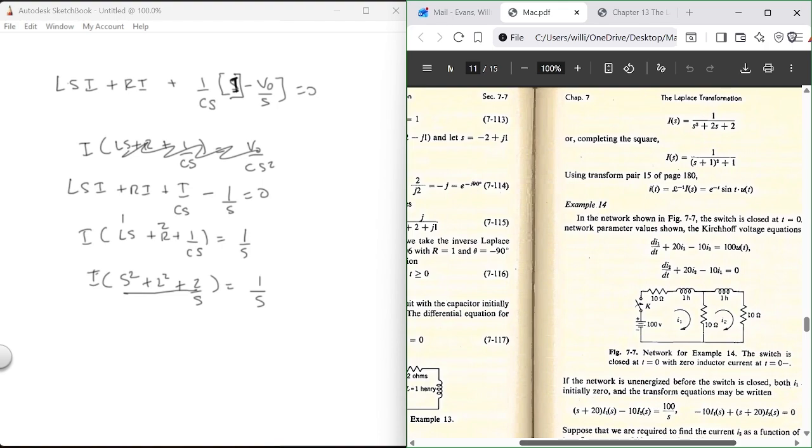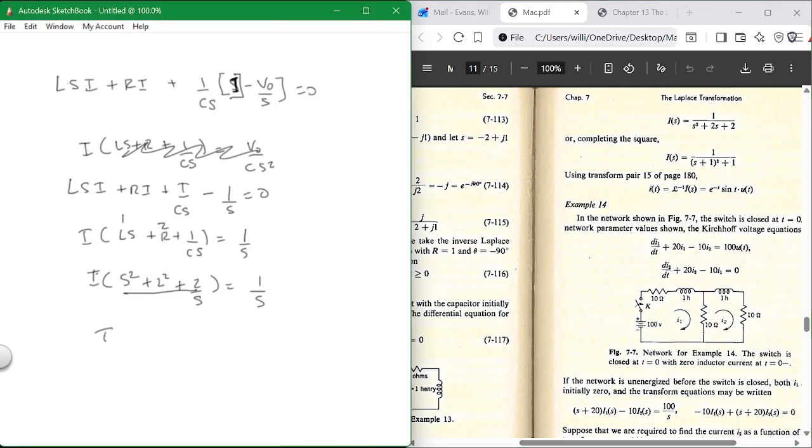So I get I is equal to 1 over S times S over S squared plus 2, not squared, 2S plus 2. And the S is canceled out, and I have I is equal to 1 over S squared plus 2S plus 2. Now, that's not my final answer. What's my final answer? I've got to convert that back to what?